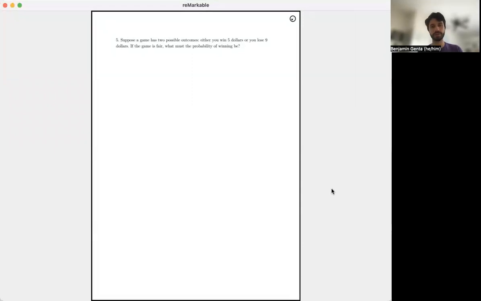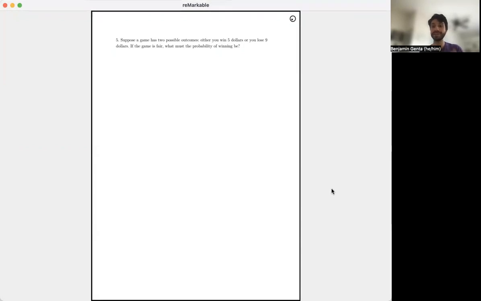So let's look at question number 5 in the practice questions I gave you. Suppose a game has two possible outcomes: either you win $5 or you lose $9. Now the question is, if the game is fair, what must the probability of winning be?